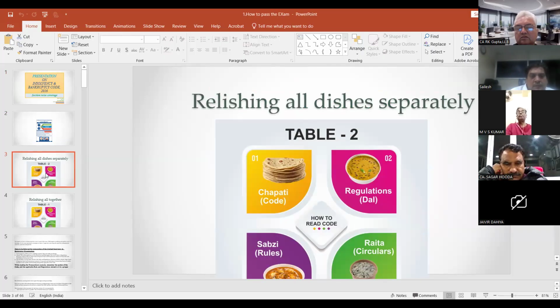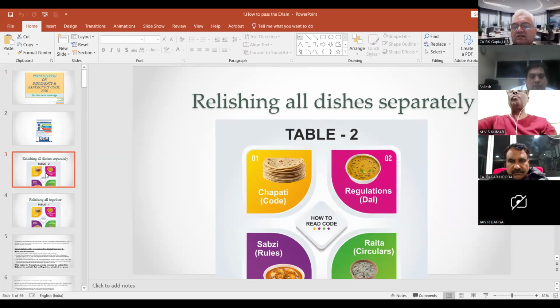So as we all know, there are two ways of reading a particular thing. Like there are two ways of eating your meal. You can eat chapatis first, dal later, then sabji and raita. So you will not relish the meal.